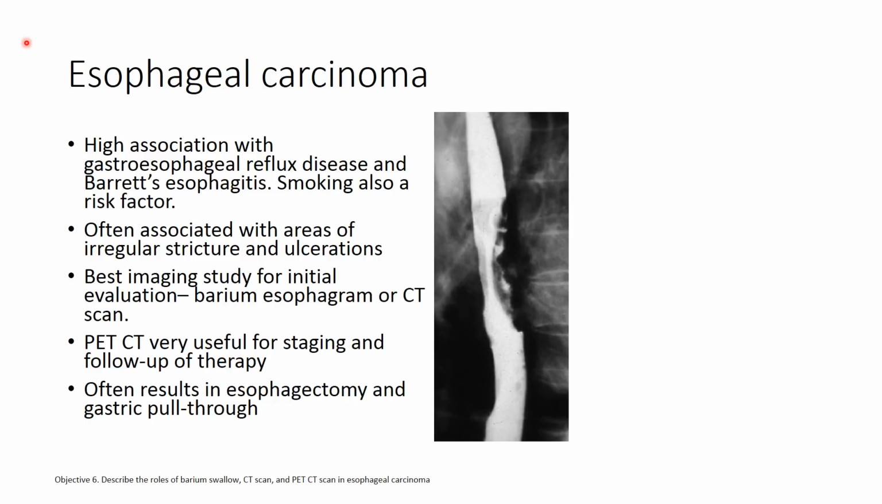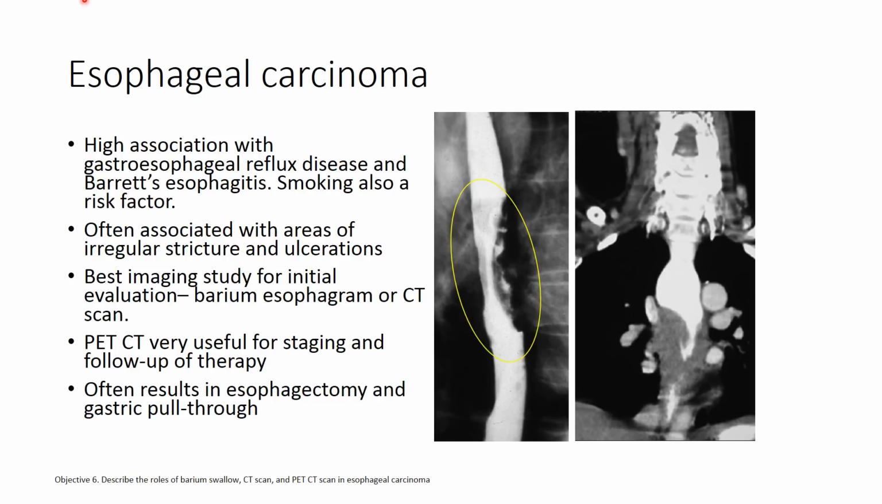So on barium swallows, esophageal carcinoma is often seen as an irregular, asymmetric stricture, often with ulcerations into that stricture. Now it can be smoothly marginated and circumferential, but that's more likely to be a stricture due to scarring from chronic reflux. When it's irregular like this one is, and when it has a ragged appearance, that's almost always going to represent esophageal carcinoma.